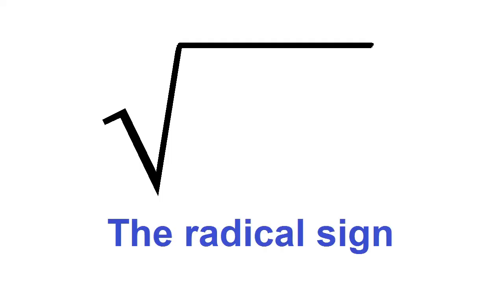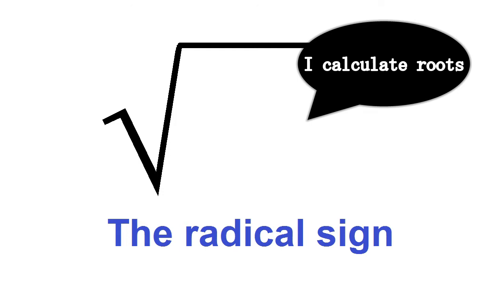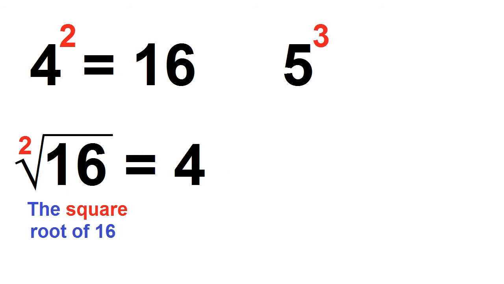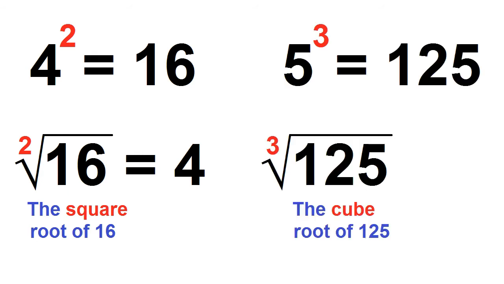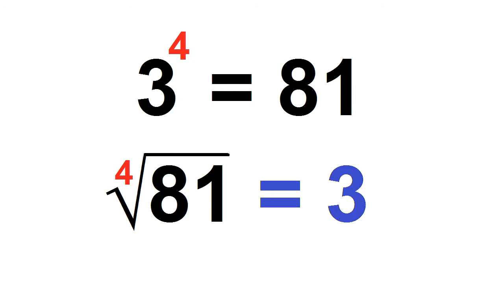Let me introduce you to your new friend, the radical sign, also commonly known as the square root sign. We use this sign to show or find the roots of a given number. So, for example, given that 4 squared is 16, the square root of 16 is 4. Given that 5 cubed is 125, the cube root of 125 is 5. If 3 to the power of 4 is 81, then the fourth root of 81 must therefore be 3.